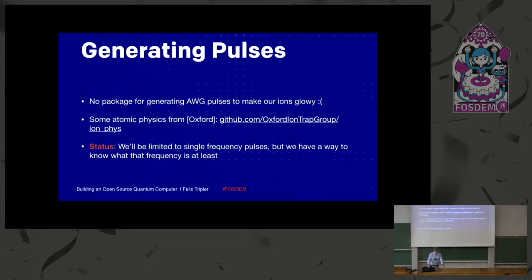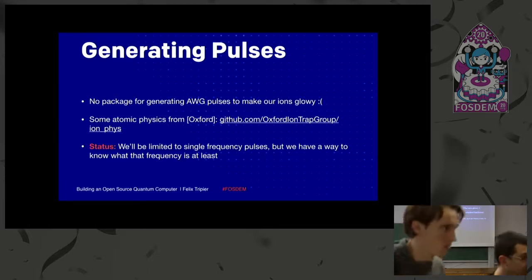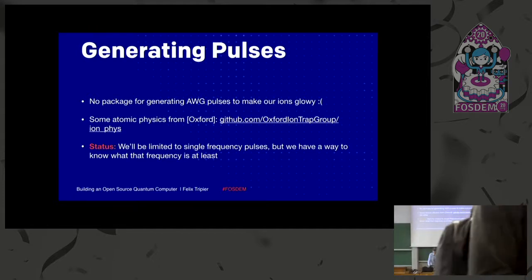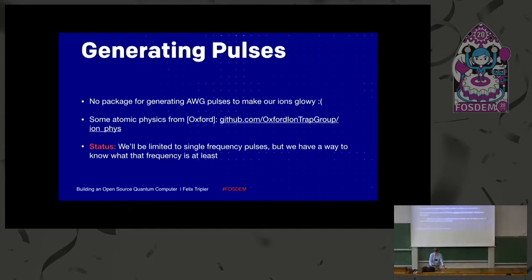There's no package for doing that, though. It's very dependent on your ion and your atom that you're using. There's nothing out there in the open source space that can do what we want. We have a package that does some atomic physics from Oxford, but nothing that will actually create an AWG pulse. So this is also a big deficiency of open source software in this space too, is that we have nothing that can actually create quantum gates for our trapped ions.